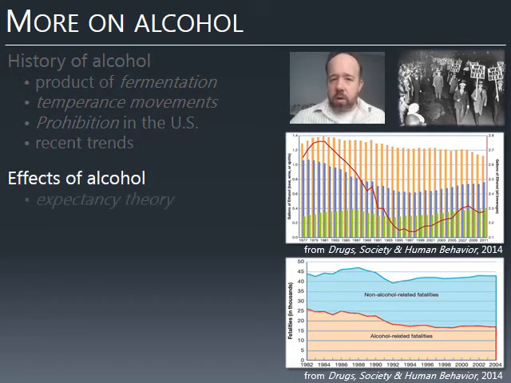So what does alcohol do in particular? Well, we know because it's a depressant that it relaxes people. You take enough, you can go to sleep, you can lose consciousness and get alcohol poisoning if you take too much. But the psychological effects depend in large part on your expectations.